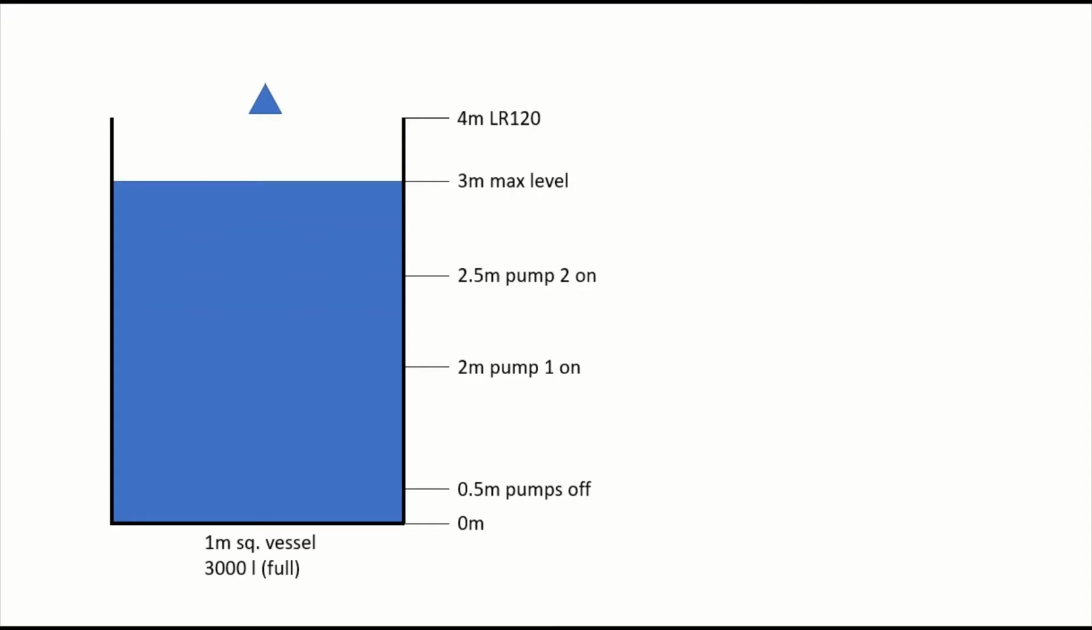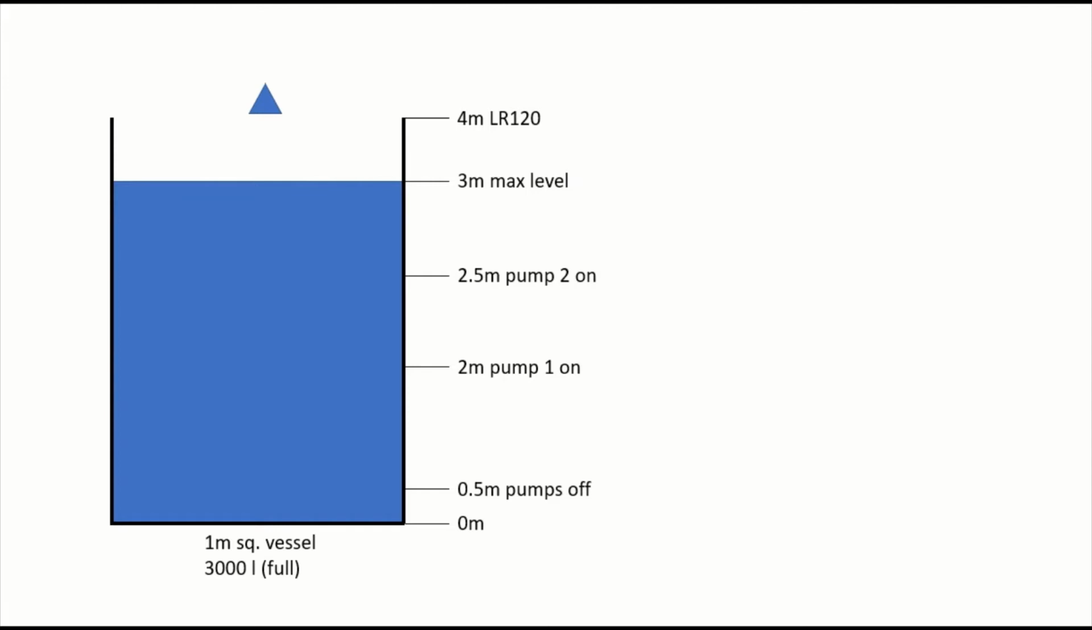First, we'll start by taking a look at the customer application that's been given to us. Here we have a tank which has a 3-meter maximum level. The customer would like their first pump to turn on at a 2-meter level and their second pump to turn on at 2.5 meters. It's a 1-meter square vessel, which means that we have 3,000 liters when it is full.